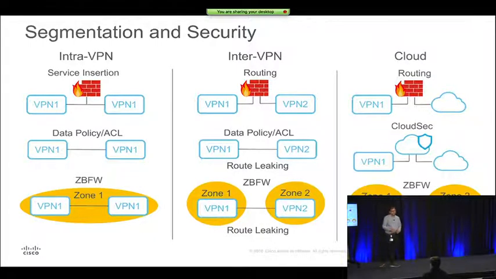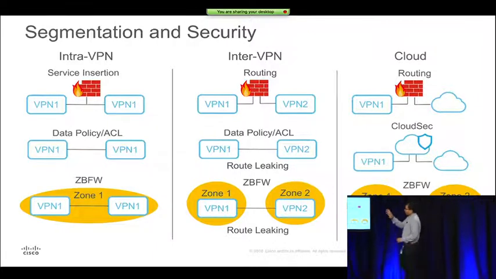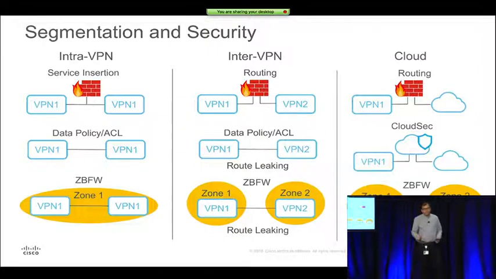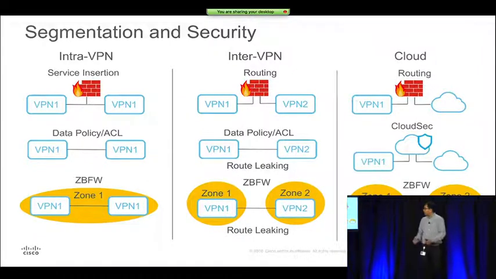We can integrate Umbrella or any third-party firewall services in the cloud, or we can do it with the zone-based firewall as well. To be perfectly honest, the intra-VPN and the cloud would be the two prevalent cases that you will see in your deployments. The inter-VPN is not so common because, if they're doing segmentation, they want to still keep the traffic secure across different VPNs.